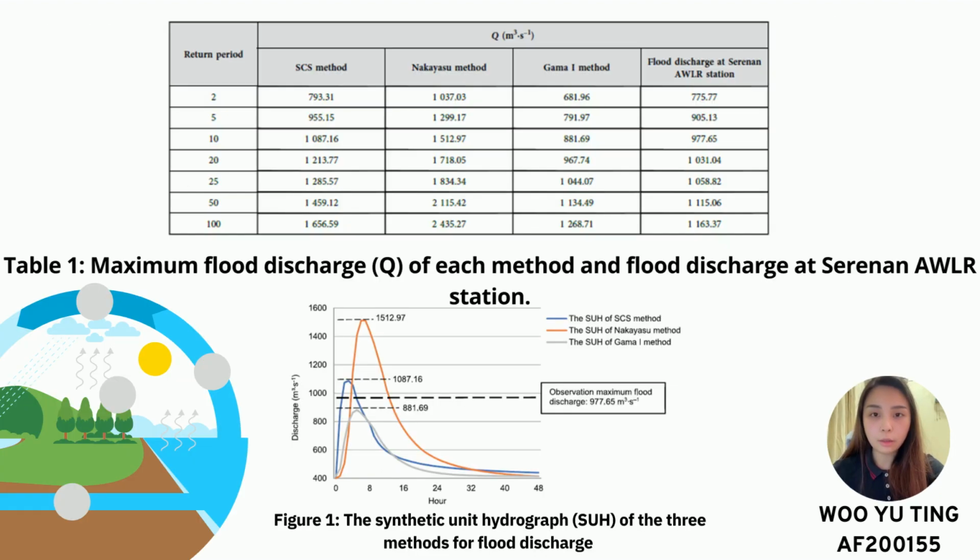Table 1 shows the result of maximum flood discharge of each method and the flood discharge at the Serena AWLR station. By referring to the results from Table 1, a synthetic unit hydrograph can be generated as shown in Figure 1. From Figure 1, it can be concluded that the Gamma 1 method is the optimal synthetic unit hydrograph for calculating the maximum flood discharge at Bengawan Solo River. This is because the result of the Gamma 1 method is closer to the on-site observed flow rate and the error is lowest, which is 0.0%.